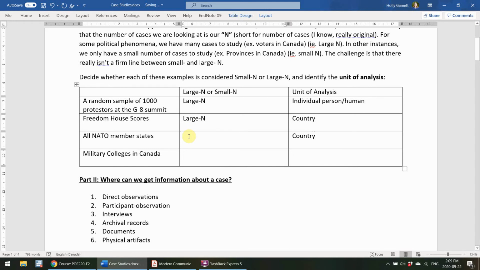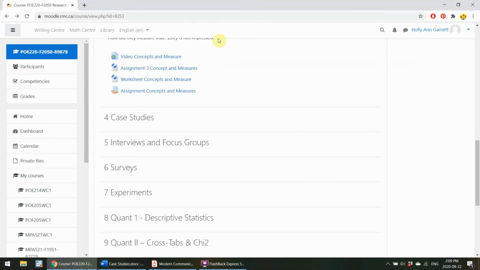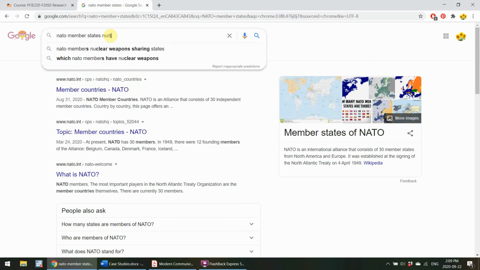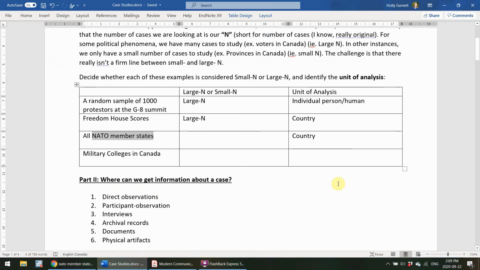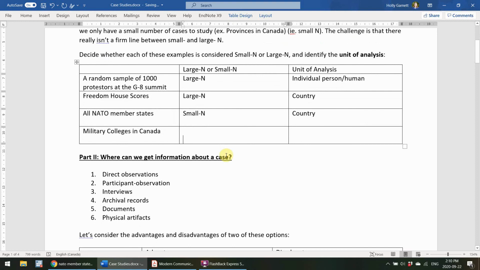And so now we get into the fuzzy area, right? So we would probably want to look up how many NATO member states there are. You guys probably know this off the top of your head. Let's see how many there are. 30. Okay, so 30 NATO member states. Is that large or small n? I'm going to put it in the small n category, but you could make a good argument why that's actually large, because in some cases you have way fewer states to look at.